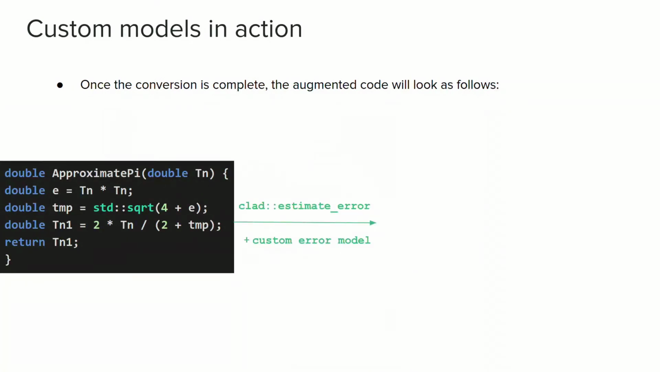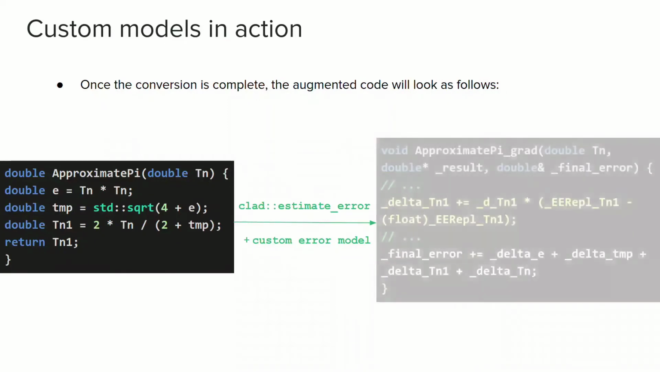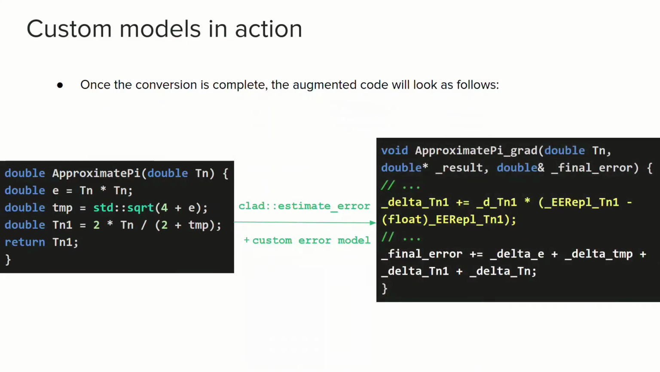We call clad estimate error with our custom model, and voila. Again, it's the same as the one that we saw before, but here I've just used one expression to demonstrate it and omitted the others. However, they are actually present in the actual gradient function that you will get. We see that we have the same delta tn1 here. It means the same thing. However, as you can see, this is very similar to the formula that we proposed in the slide earlier. So depending on the custom model that you provide, clad will generate code accordingly.